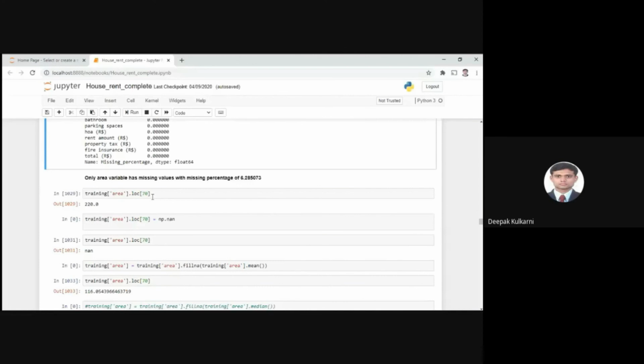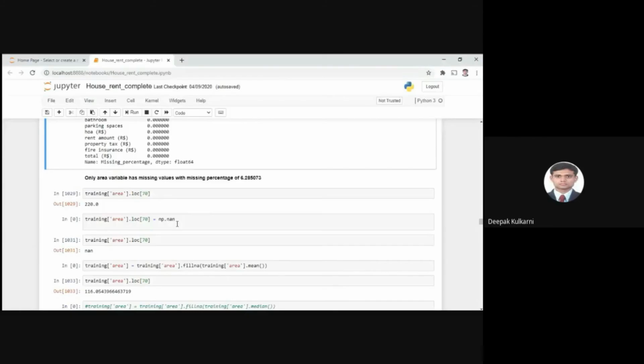So for that, what we have done: location 70, right? Looking at area dot loc 70, the variable area which is at location 70, its value is 220. Next, what we are doing is that value is initiated with NaN, and then look at this, it is giving NaN, and then finally we are imputing whatever NA values we have. Okay. Impute it with mean, right? And then check out what is the answer that we get.